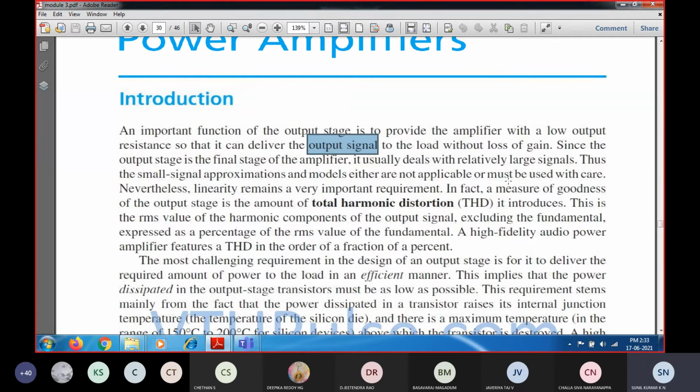And one more important thing in the large signal amplifier is that linearity is a very important requirement. Linearity means there should be no non-linear distortion.